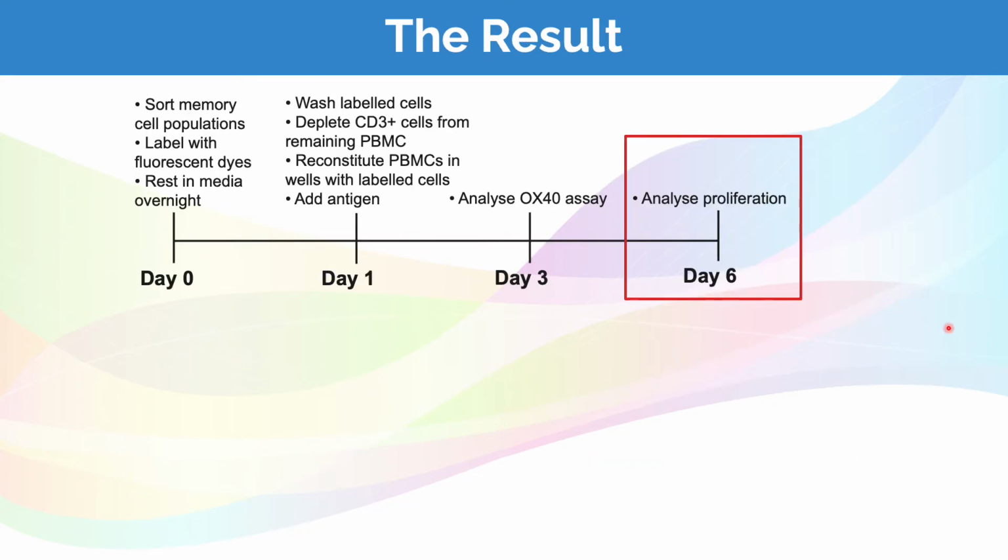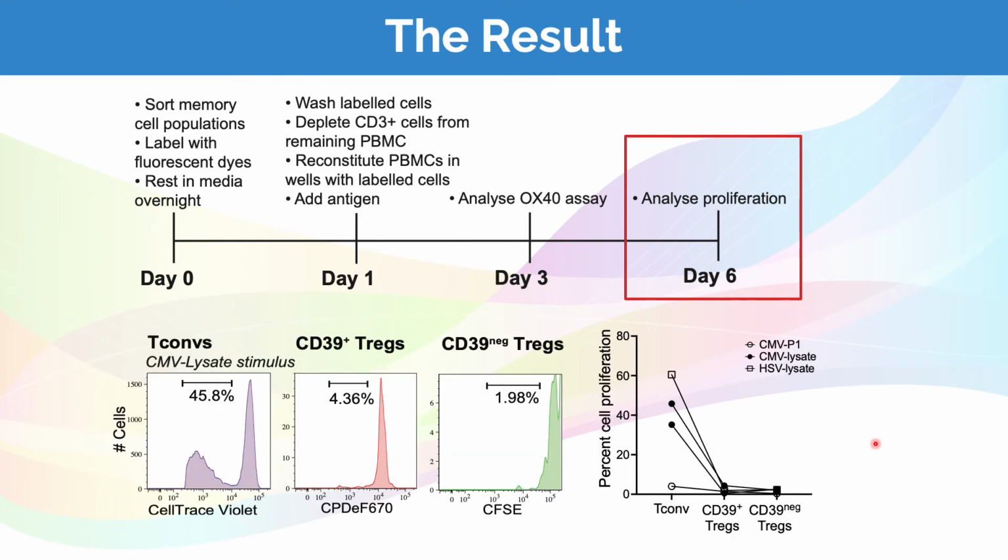We can then let the assay go to day 6 and analyse cell proliferation. And here we see that both Treg subsets had negligible cell proliferation. Instead, the only cell proliferation was occurring within the T conventional cell subsets, and this was true for a variety of cytomegalovirus and herpes simplex virus antigens, as seen over here.